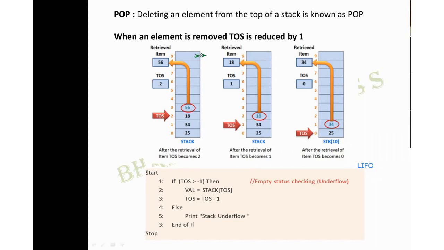Then from this position only we are going to reduce one after the other. That is, we'll keep on removing the values from the top position. What we should do? We should reduce the pointer value one by one. Only then it will move into the previous cells. What you have to do is reduce by 1.